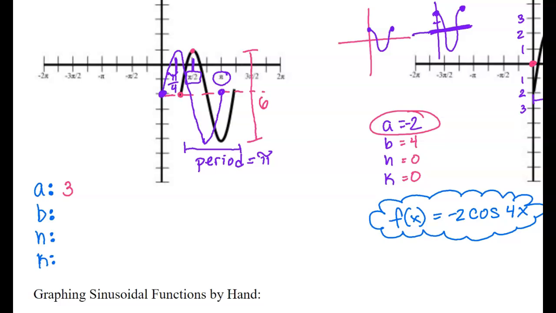Okay, so I am going to leave that original one there because I think it is useful to see it, so that you can know, even though it's shifted, it doesn't change the length of the period. It doesn't change the length of your cycle. So here, my period is just pi. How do I then find the B value?